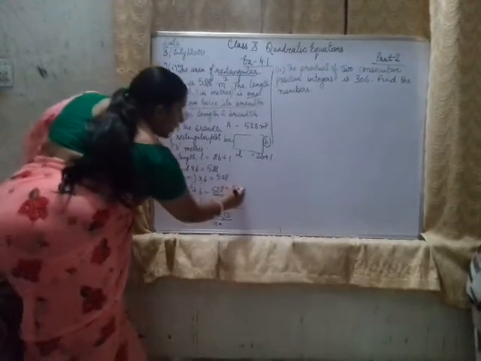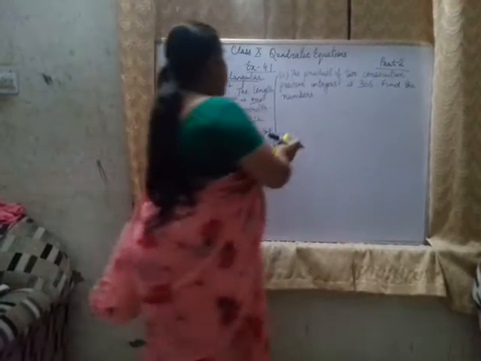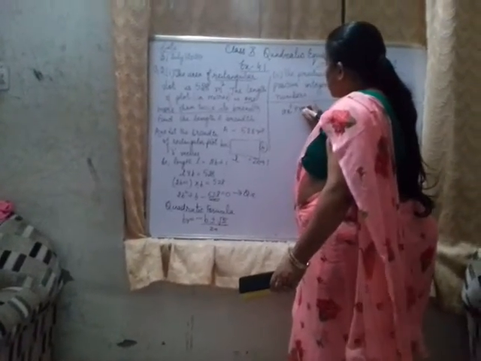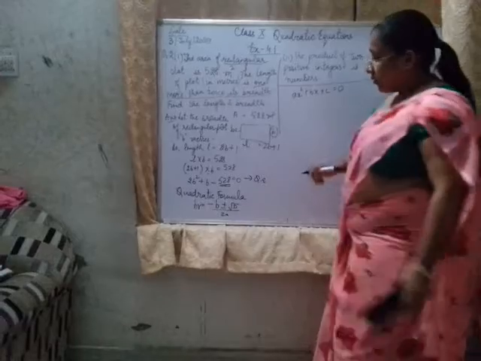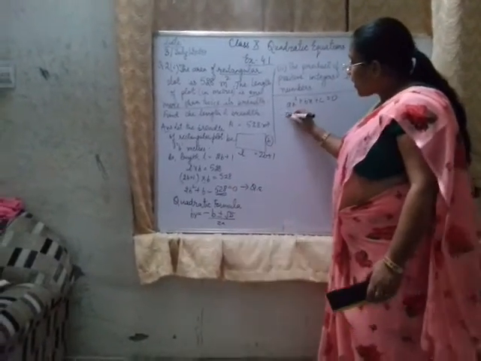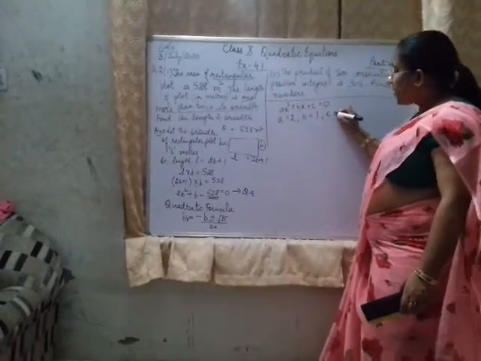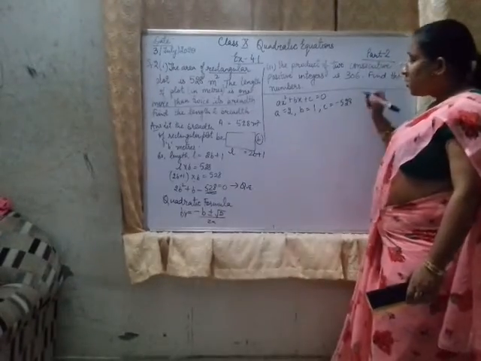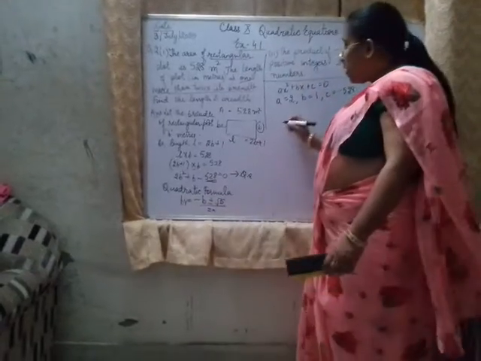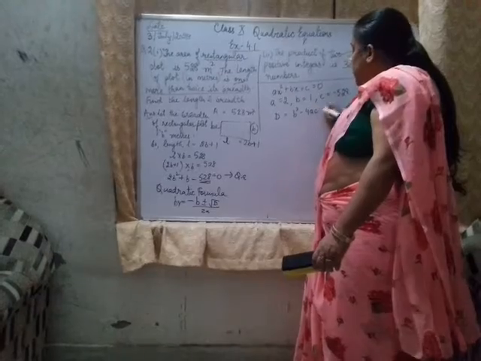So this is the quadratic equation that you have got. Now compare this equation with the standard quadratic equation. Comparing this equation with the standard one, we get a is equal to 2, b is equal to 1 and c is equal to minus 528. Is it clear? Now putting these values into this formula, D is b square minus 4ac.